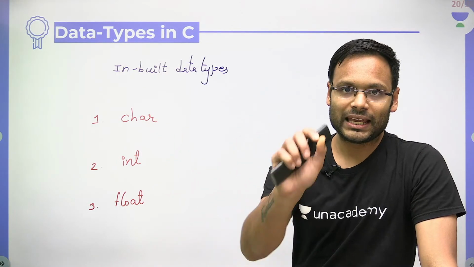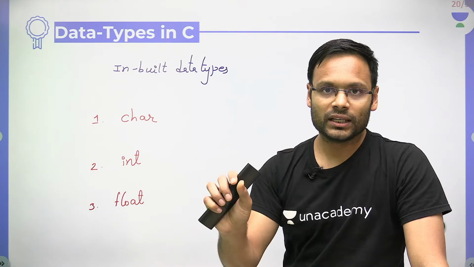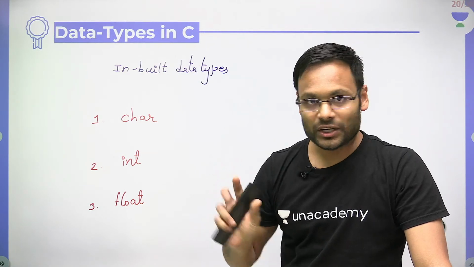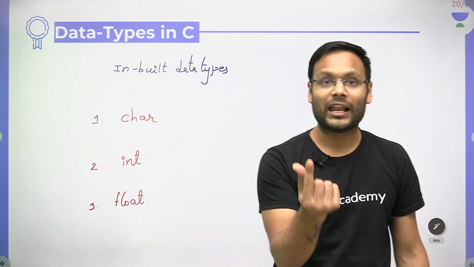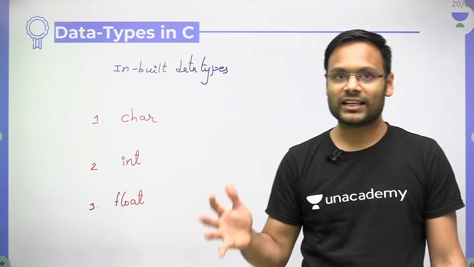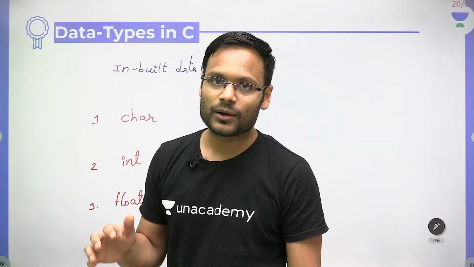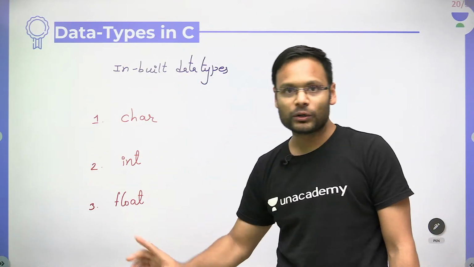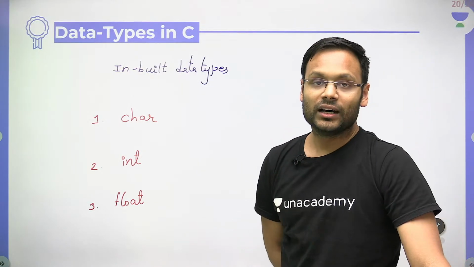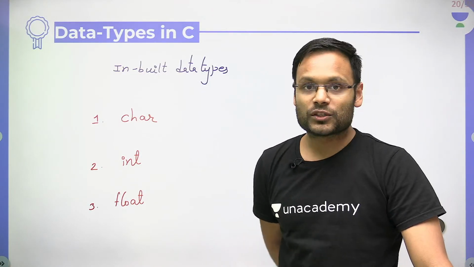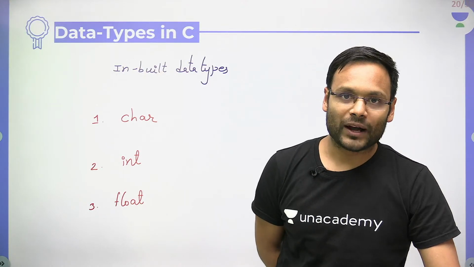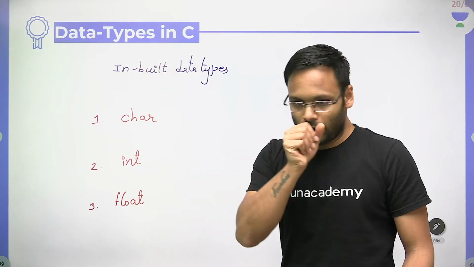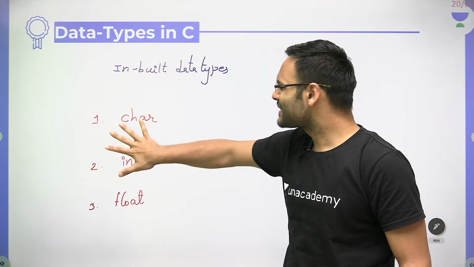Character means A, B, C, D, 0, 1, 2, 3, dot, question mark. All these are single characters. Then we have integers. Integer means integer values like 2, 16, 15, 100, 2000, 5000, 16,000. Then we have float, which can store real values, the decimal values, like 2.6, minus 2.5, plus 6.25. So these are the inbuilt, basic data types.